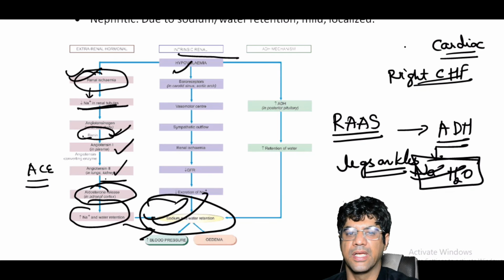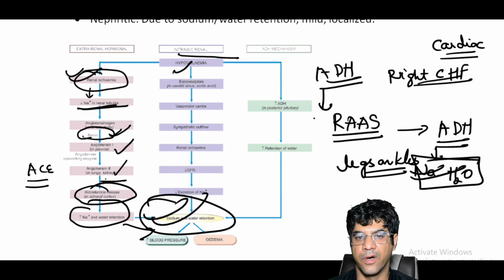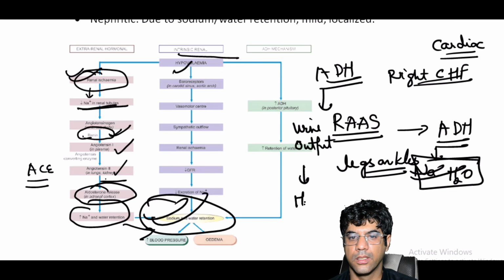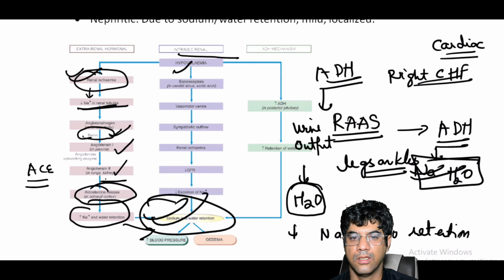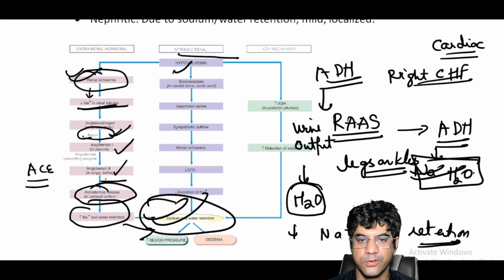The third mechanism is the ADH mechanism. Low blood volume triggers the release of ADH hormone. ADH is released from the posterior pituitary and increases the reabsorption of water in the kidney, which reduces the urine output and hence retains more water. That leads to sodium and water retention. This retention would finally increase the blood volume and the pressure. So excess fluid accumulates in the tissue, which causes edema.